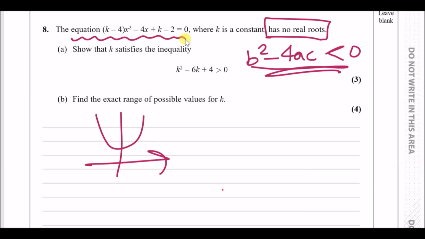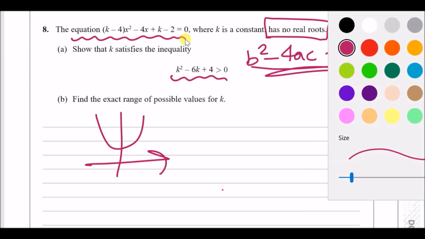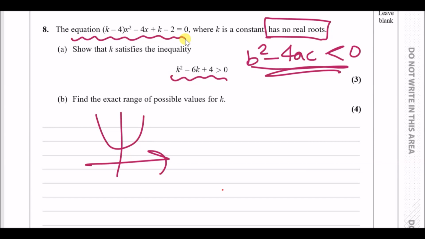If it goes through 2 points, then you have 2 real roots. Okay, so let's keep going. A, show that k satisfies this inequality. So we start from the no real roots part, and we're just going to substitute the values of a, b, and c into this equation here. The values of a, b, c correspond to this part, the b part here, and the constant c. So a is going to be k minus 4, b will be minus 4, and c is going to be k minus 2.